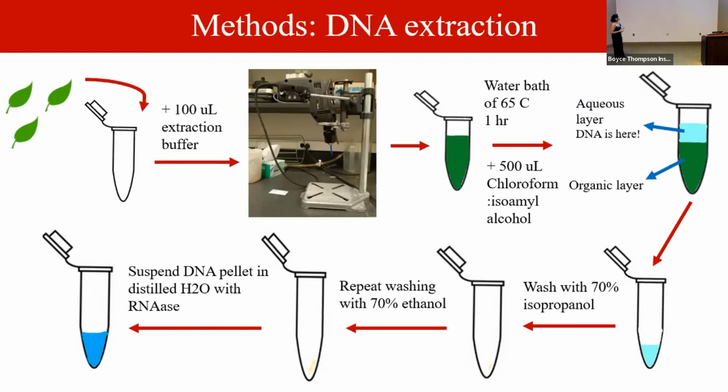It was first washed with isopropanol. And in the circle, there is the DNA that's being precipitated via the wash, and washed again with 70% ethanol. And once again, you can see the DNA is precipitated. I poured out the excess liquid in the tube and suspended the DNA pellet in distilled H2O with RNase.